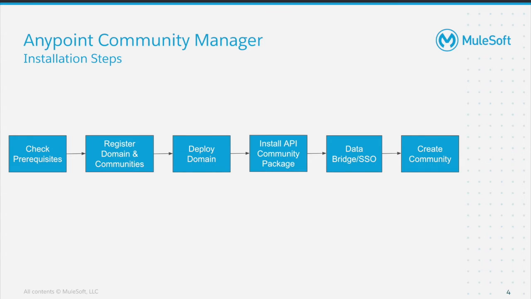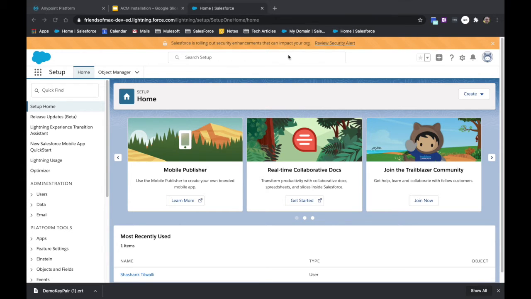The final step before we start using the API Community Manager is setting up the data bridge. When I say that we have to set up a data bridge, it simply means that we do a series of configuration on the Anypoint platform and the Salesforce organization to set up the single sign-on between these two systems. The first thing that you do in the data bridge section is creating a certificate within the Salesforce organization.